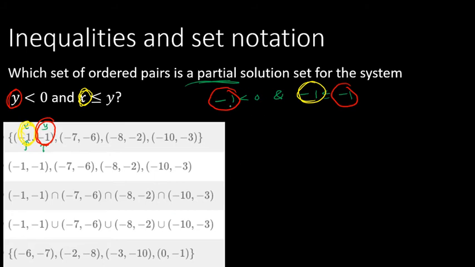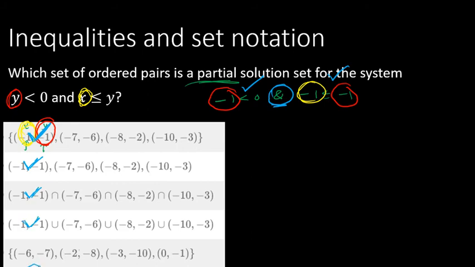So -1 is less than 0. That's true. And -1 is less than or equal to -1. That's true. So since this is an and statement, both of those have to be true for this to be a good solution, and they were. So this first solution is good. All right. So -1, -1 works. This is the same ordered pair in all of these.